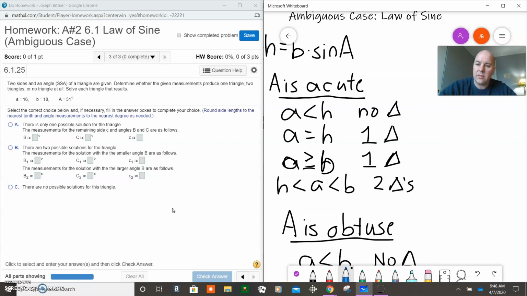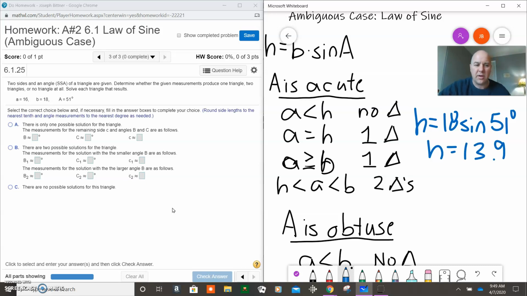All right, so let's solve this. And notice I'm on a different problem. So H equals B, which is 18 sine of 51 degrees. So again, let me work this out, make sure everything works out. 18 sine of 51 degrees, and I get 13.9. It almost rounds up to 14. I'm going to go ahead and keep it as 13.9.